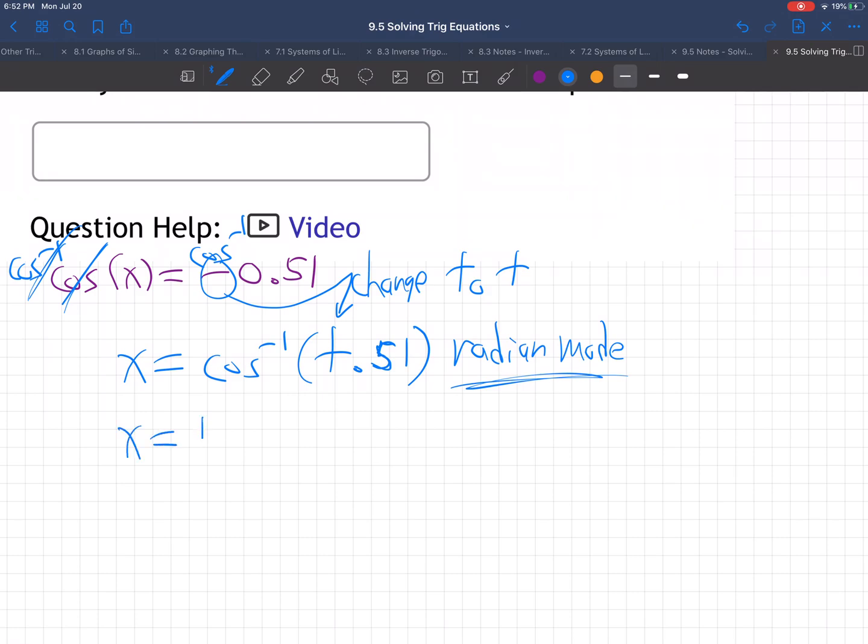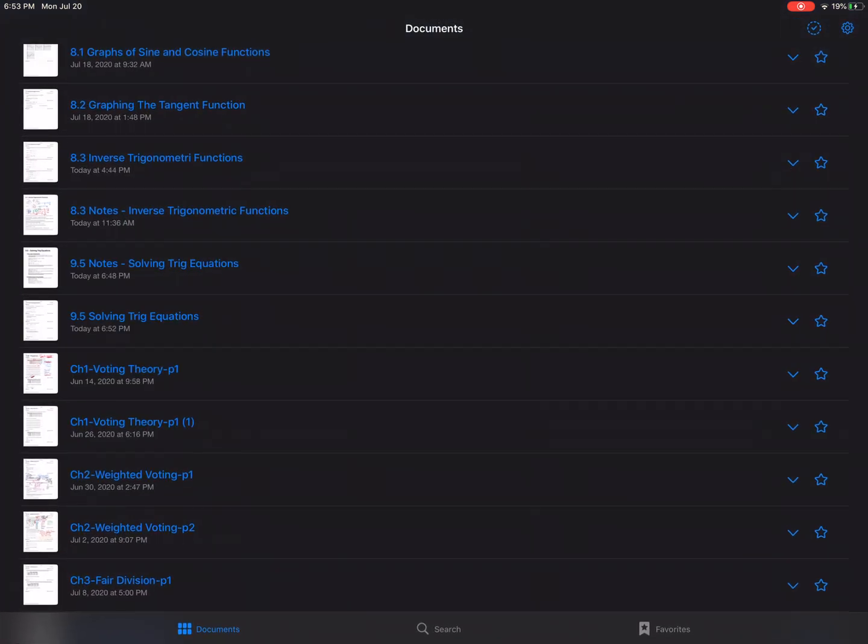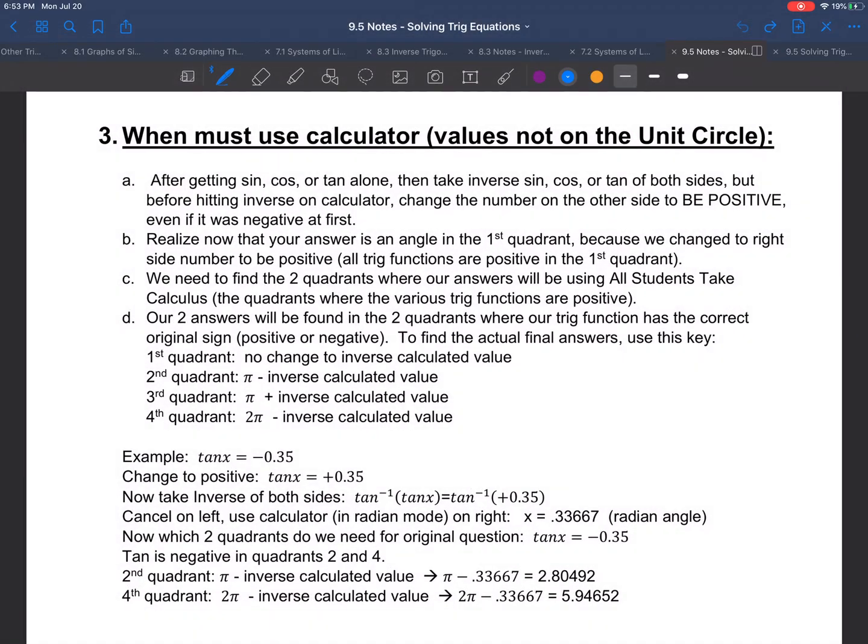So I'm getting 1.0356. All right. Is that one of our answers? Actually, no. That's none of our answers, but that'll help us get our answers. Let me show you what we do next. Let's go to the notes. All right. So we got that?